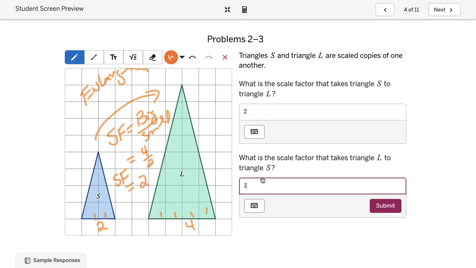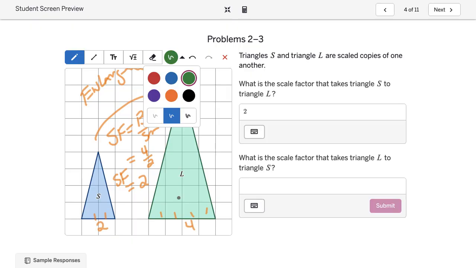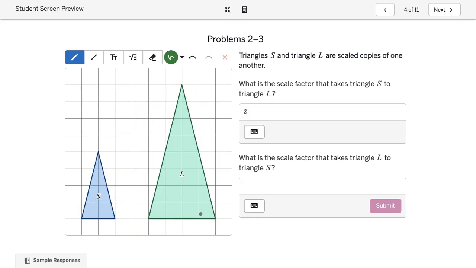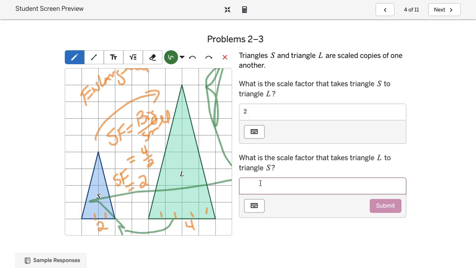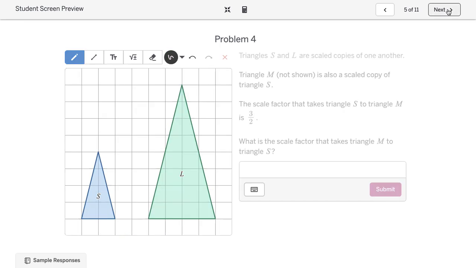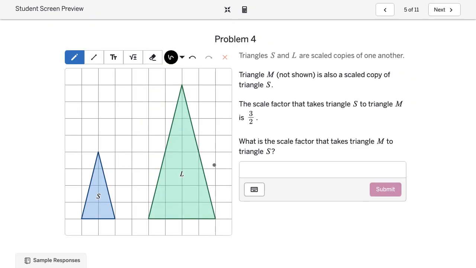Now, what if we were to reverse this and go from L back to S, back to the original? What's the scale factor that I would have to use? Well, we know that going from S to L, which was the enlargement, it got bigger by 2. So going back to the original, we're going to use the reciprocal, right? That's the word we use today. And it's going to be a half.